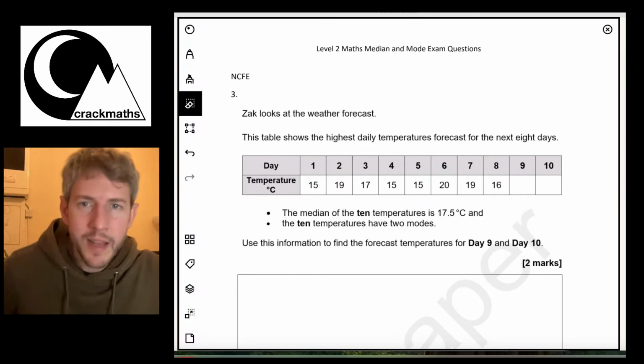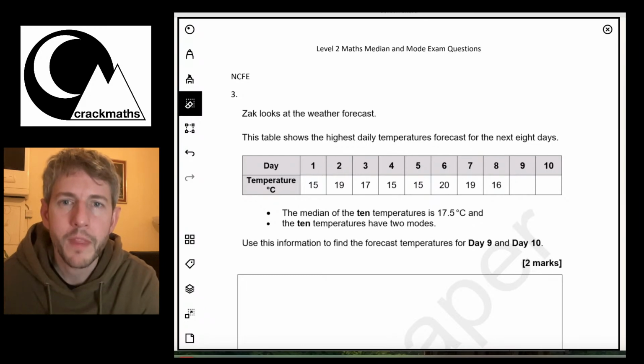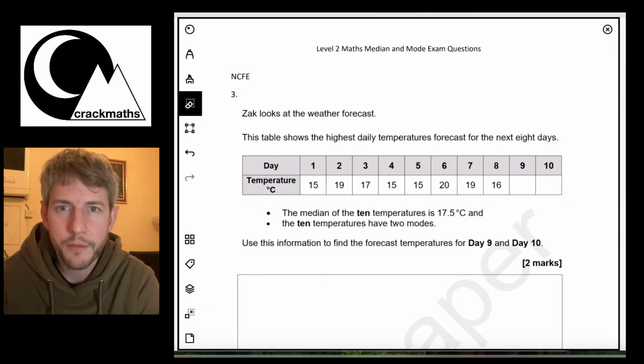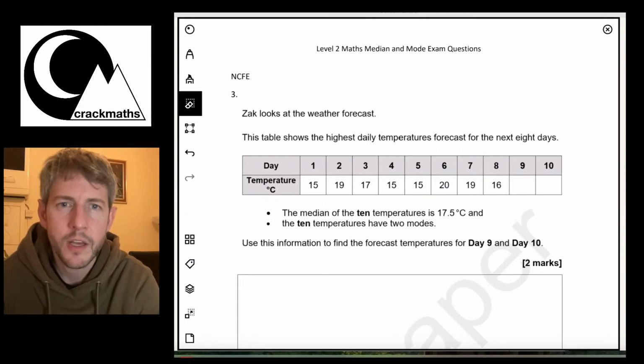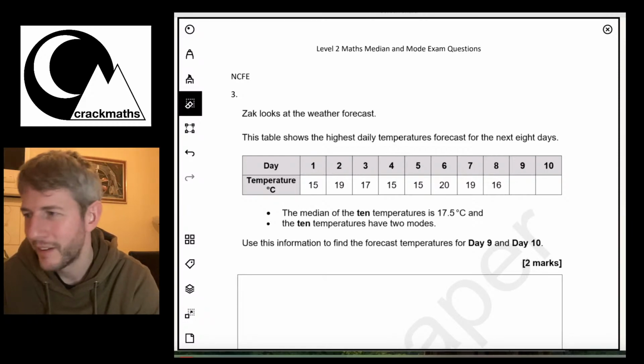Okay, right, so let's have a look at this question here. So this question says that Zach looks at the weather forecast. The table shows the highest daily temperature forecast for the next 8 days. The median of the 10 temperatures is 17.5 degrees. The 10 temperatures have 2 modes. Use this information to find the forecast for days 9 and 10.